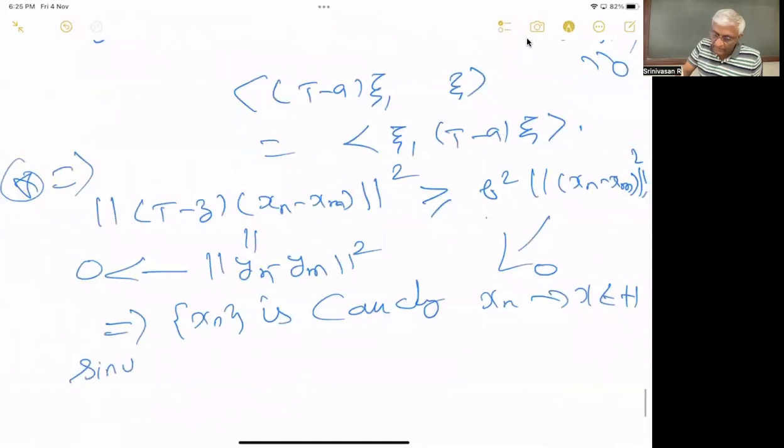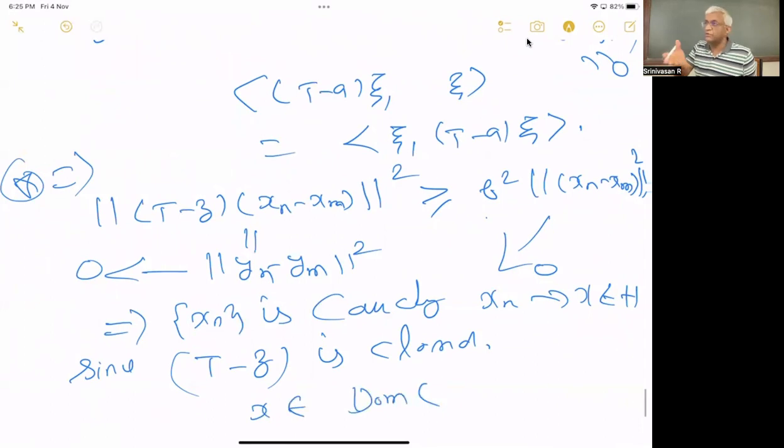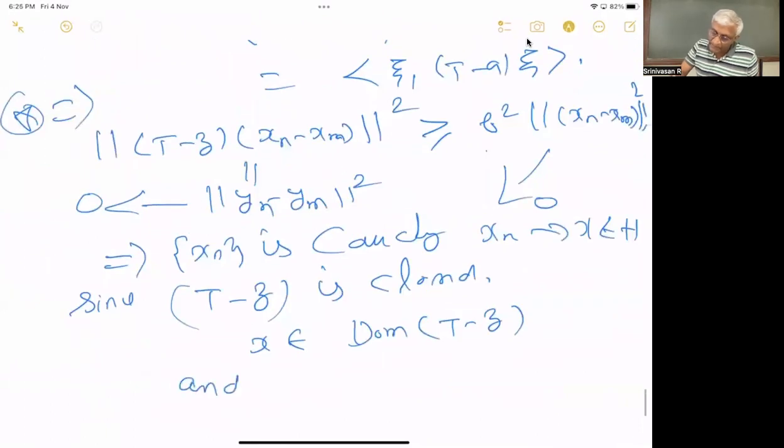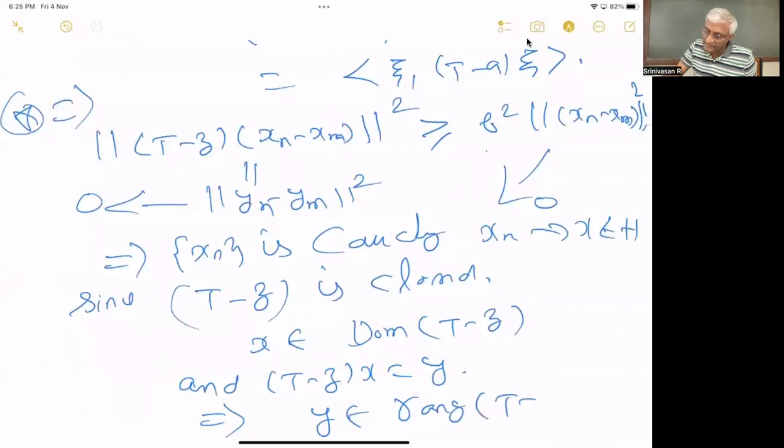But since t minus z is closed, x is in the domain of t minus z, and t minus z of x is equal to y. This implies y is in the range of t minus z. That's what we want to prove: that the range of t minus z is closed. We took a sequence yn, and if it converges, we want to say that the limit is also there. So we proved that y is in the range of t minus z.